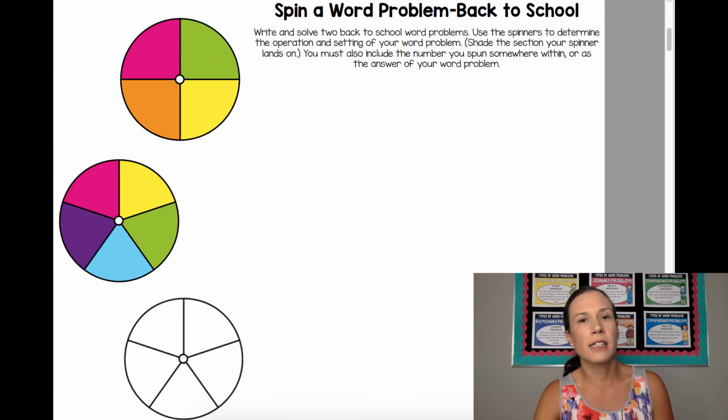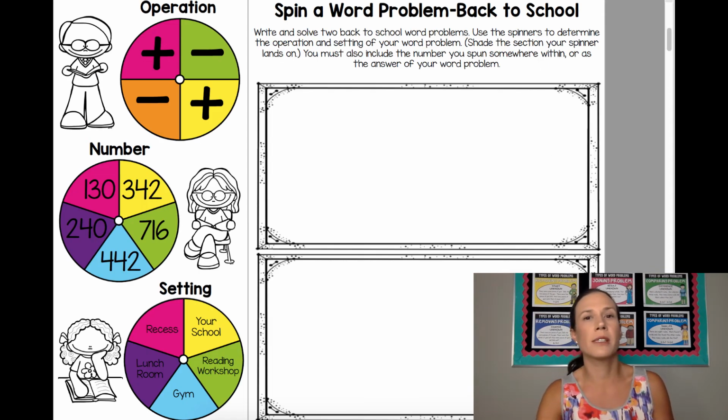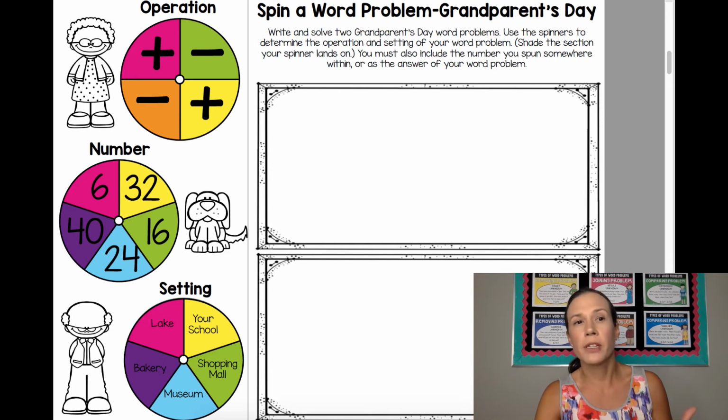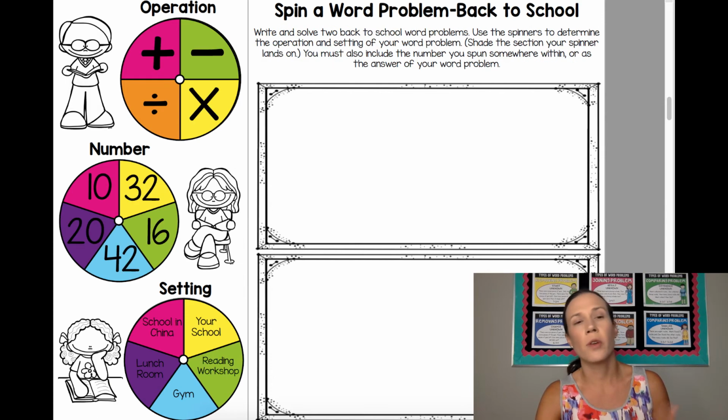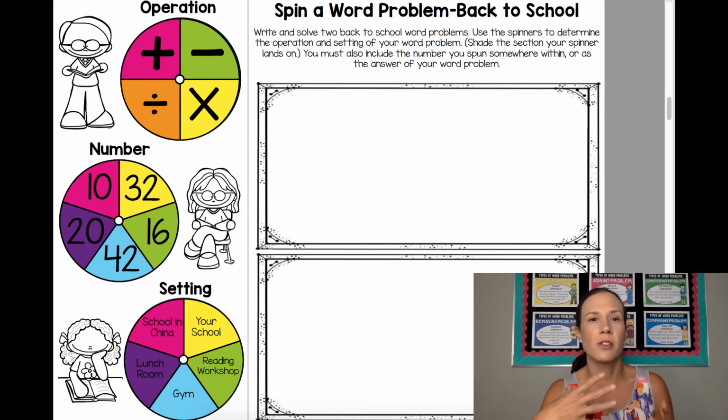And then another activity that I've included in this bundle is a spin a word problem. There's a back to school edition, there's a grandparents day edition, and you're going to see some with just addition and subtraction. You'll have some with multiplication and division. It's just going to vary.